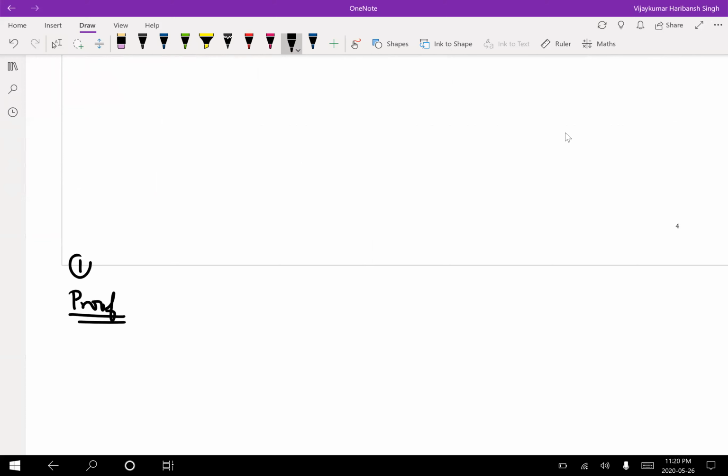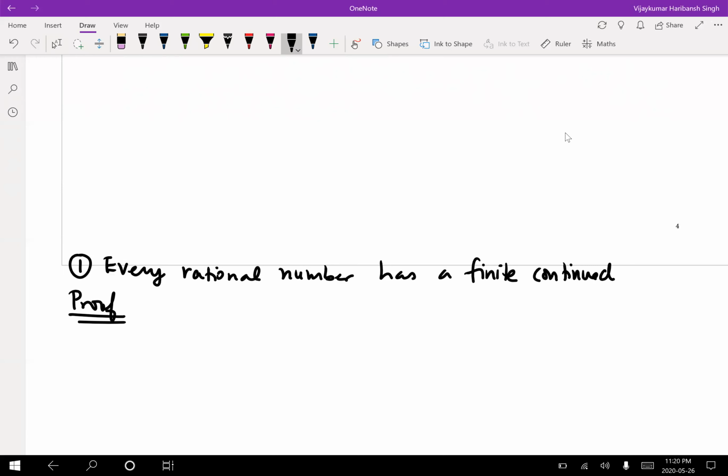So question 1, every rational number has a finite continued fraction representation. Finite simple continued fraction representation.